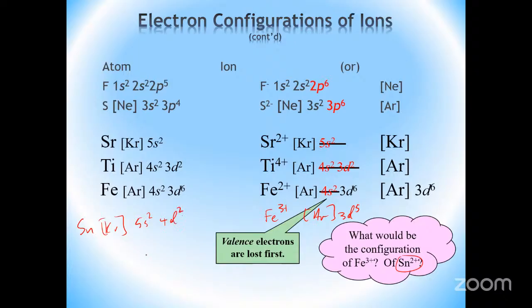So if you want to find out what the electronic configuration of Sn2+ is, you're going to lose the electrons from here, because this is of a higher shell. So therefore, the electronic configuration will simply be this. And that's it. I'm going to stop here for today, and we're going to continue our discussion of this chapter on Friday. All right, so I'll see you then.